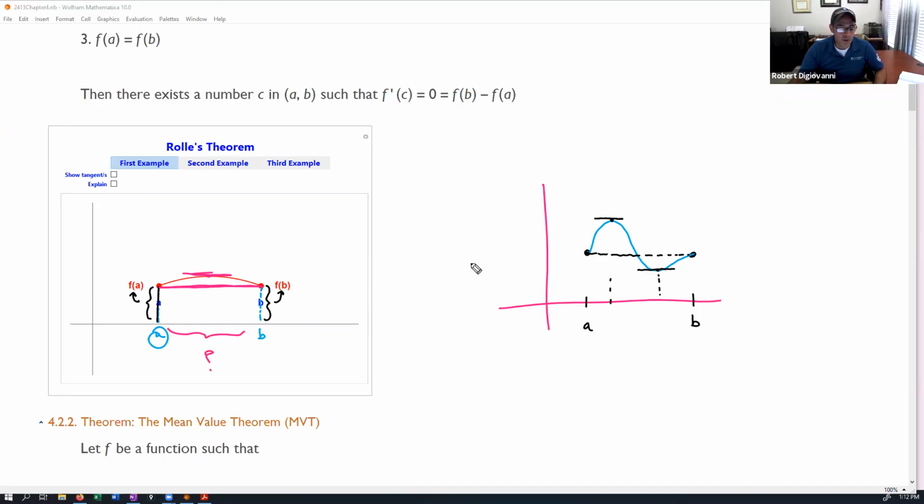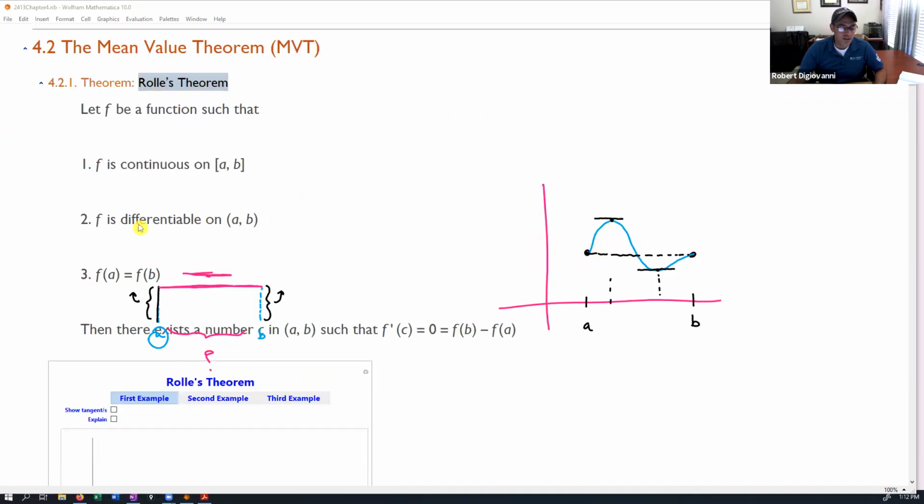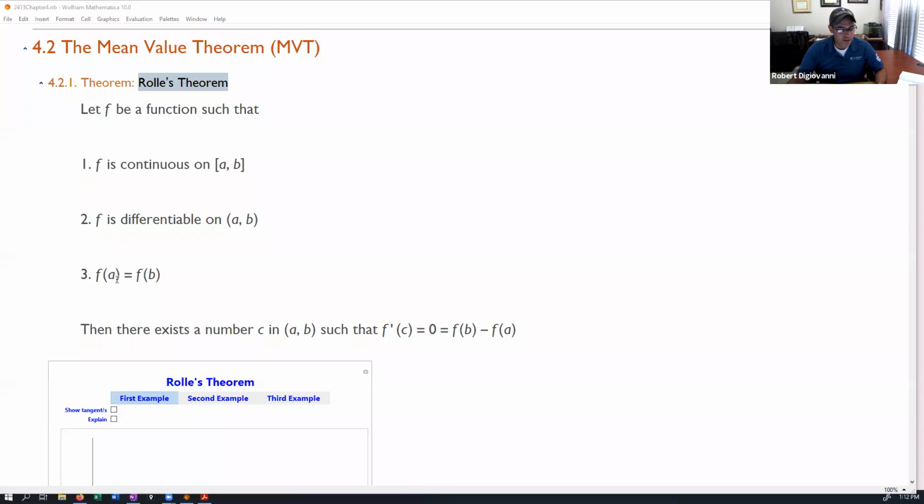Now let me read you Rolle's theorem. It says, let f be a function such that first, it's continuous on a closed interval, so that means you can draw it without picking up your pencil. Also, it's differentiable, meaning that you can take the derivative of this function and it makes sense. The third condition is that f of a equals f of b. That means the two endpoints have to be the same height.